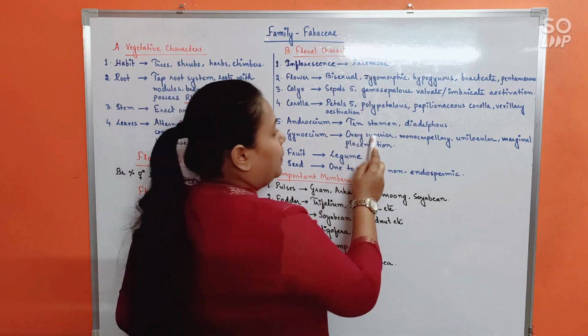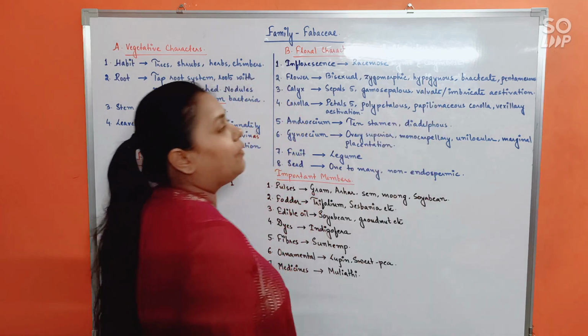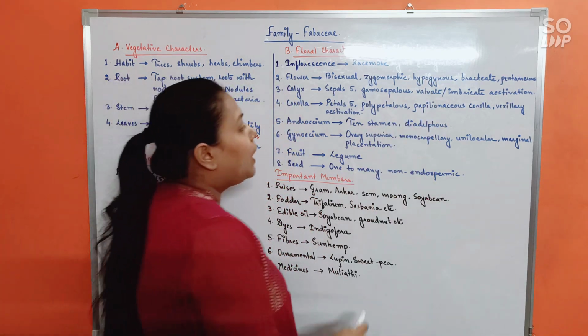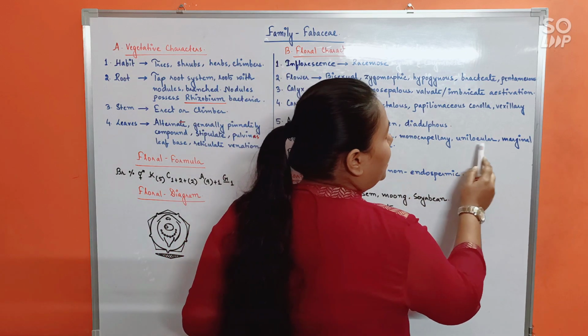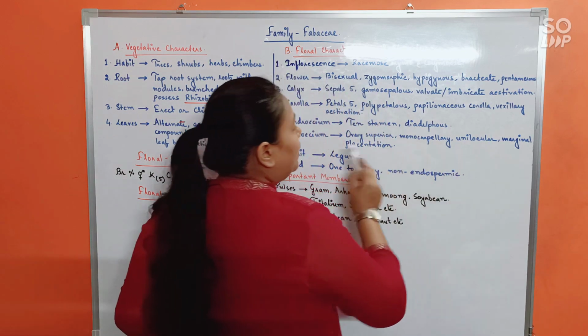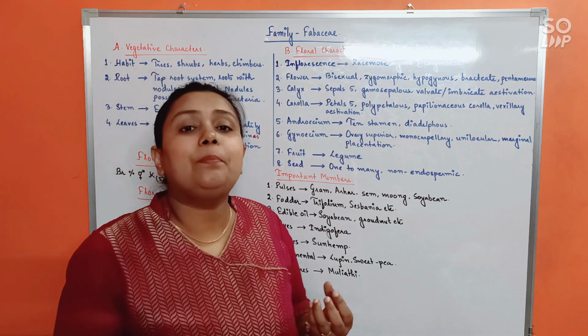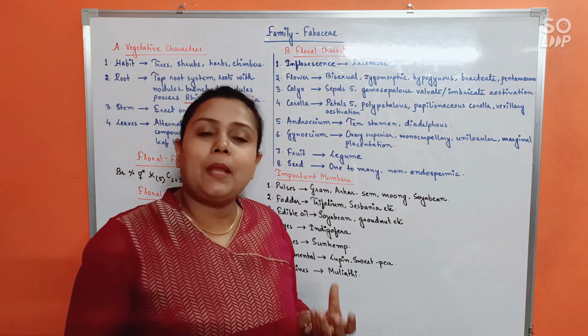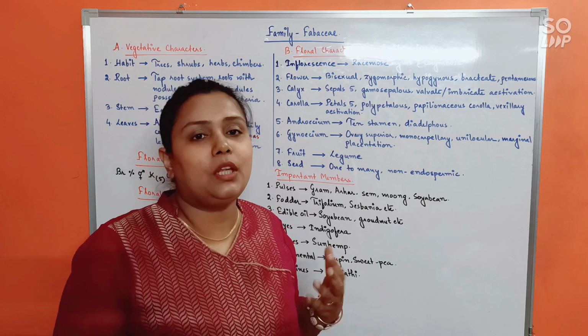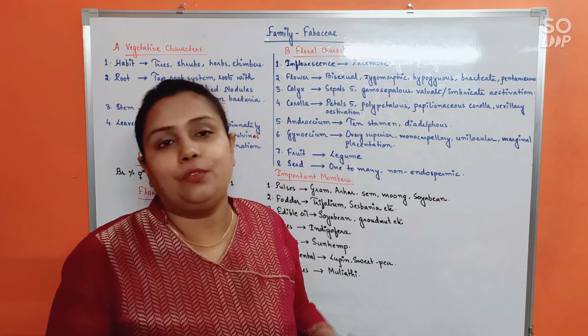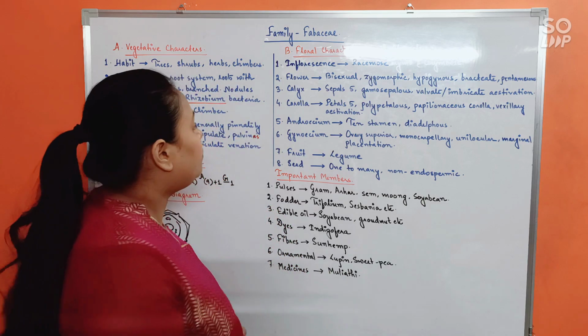Gynoecium is ovary superior, as I've already told you previously. The flower is hypogynous after all. Monocarpellary, unilocular, and marginal placentation. You already know marginal placentation, as in pea, isn't it? So, marginal placentation means the ovary will be unilocular and there will be many ovules present, right?